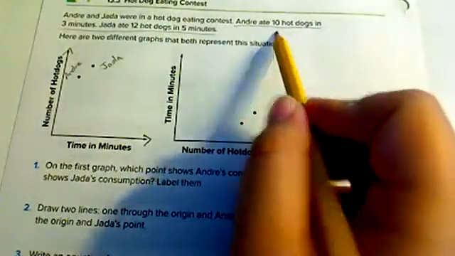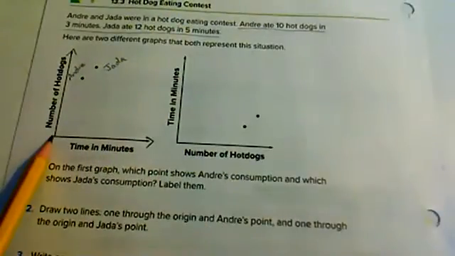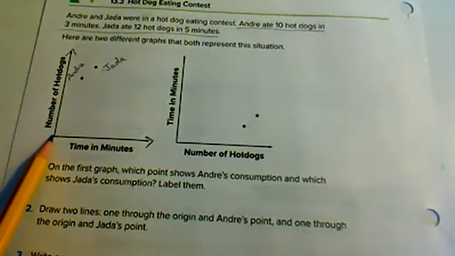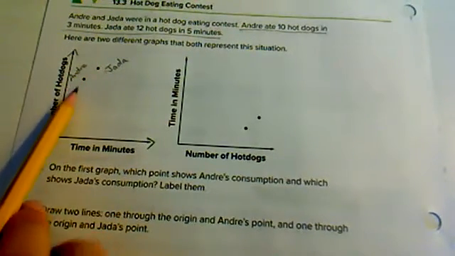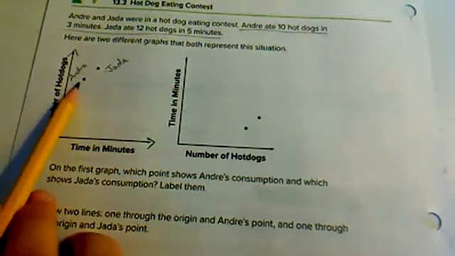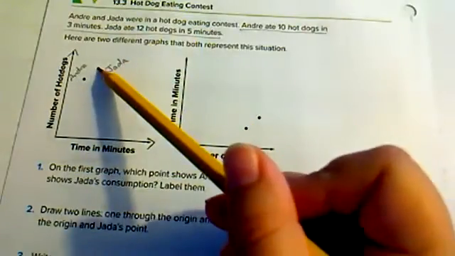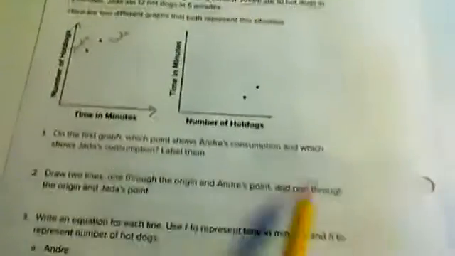So Andre ate 10 hot dogs in 3 minutes. So he ate 10 hot dogs in just 3 minutes. So he ate fewer hot dogs than Jada, but in a smaller amount of time, whereas Jada ate more hot dogs and it took her a little bit longer to get those down.